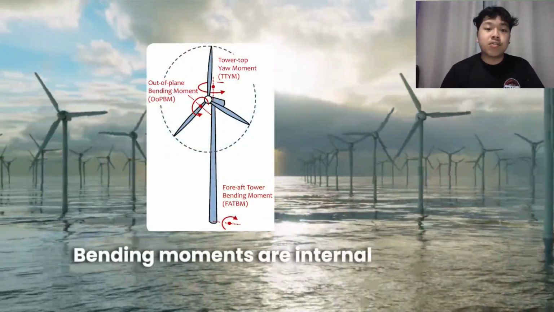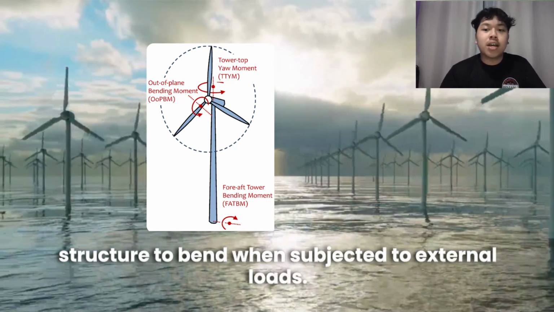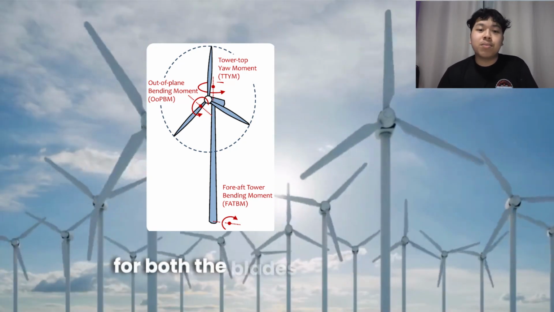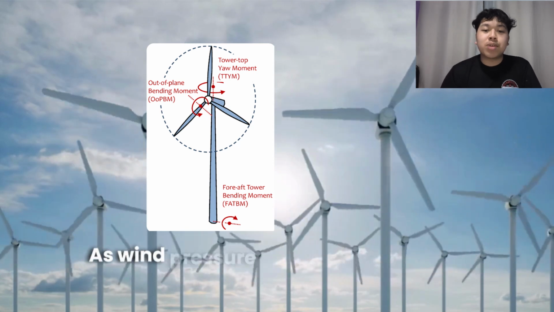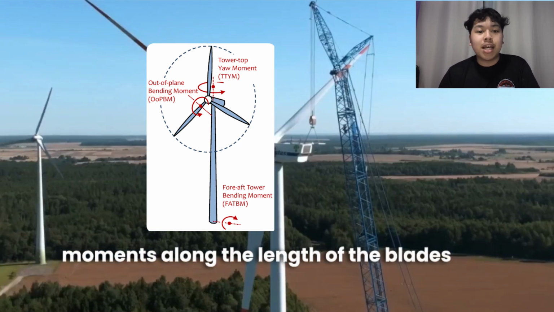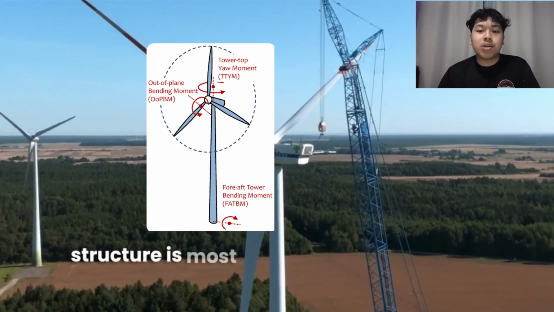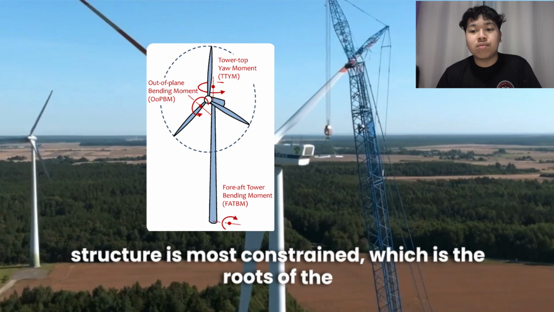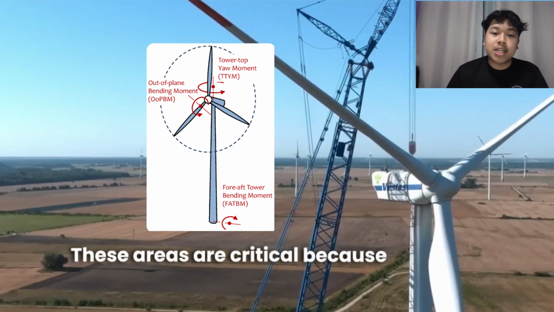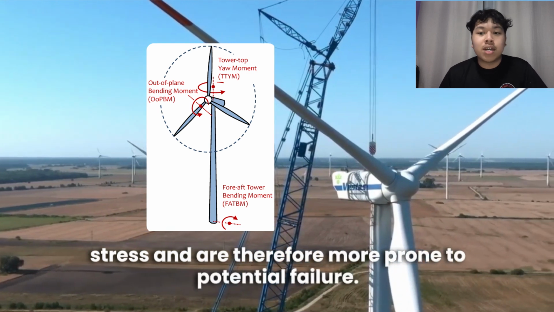Bending moments are internal forces that cause a structure to bend when subjected to external loads. In wind turbines, bending moments are particularly significant for both the blades and the tower. As wind pressure acts on the turbine, it creates bending moments along the length of the blades and the height of the tower, with the highest moments occurring where the structure is most constrained, which is the roots of the blades and the base of the tower. These areas are critical because they bear the most stress and are therefore more prone to potential failure.